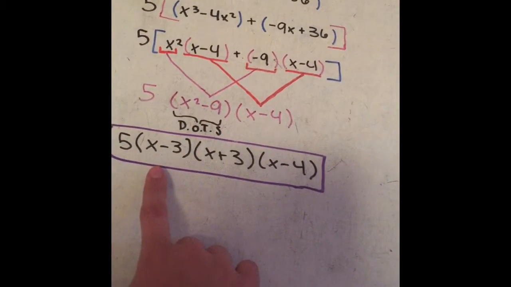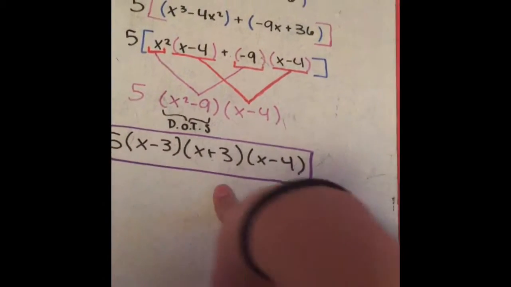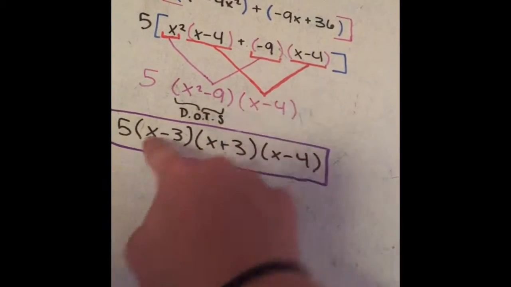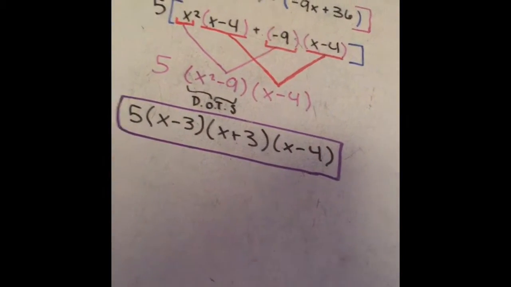Once you do it, you see that negative 3 times 3 will become negative 9. And then x and x will be x^2. So it would be the exact same thing.